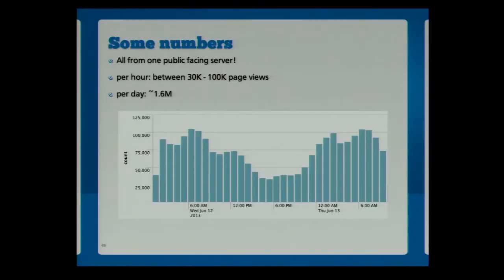So here are some numbers, just to prove that this works. We do this all from one public-facing web server. There is only one machine that runs WordPress in our entire infrastructure, and per hour it serves somewhere between 30,000 and 100,000 page views. I'm not talking about JavaScript files, just WordPress pages. That amounts to about 1.6 million page views per day, and approximately 3 terabytes of traffic a month. So it's not a small amount of traffic that we're serving from this server.